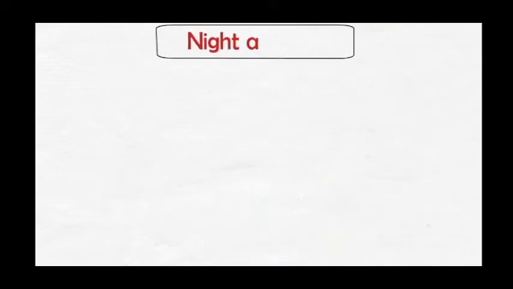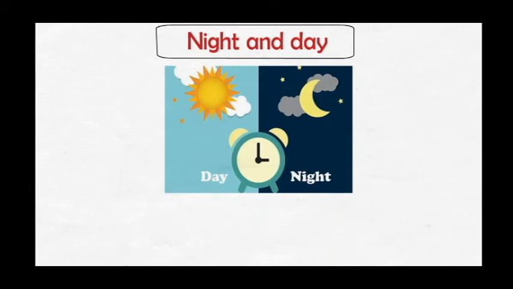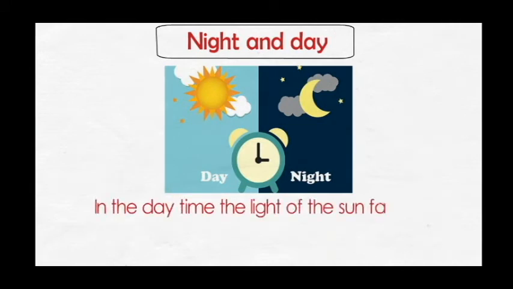Night and day. In the daytime, the light of the sun falls on the Earth, but we cannot see the sun at night.